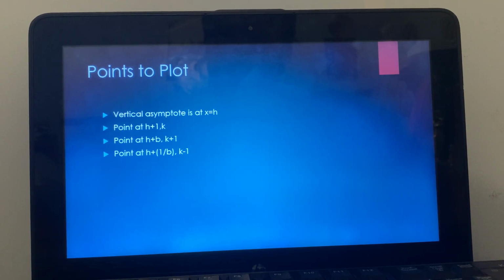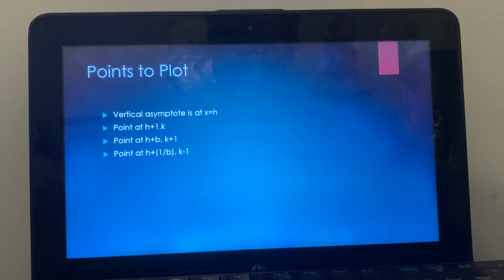Now, points to plot. It's always easier to draw a dashed line at the vertical asymptote, which is at x equals h. So if it's x minus 2, the vertical asymptote will be at 2. If it's x plus 3, the vertical asymptote will be at negative 3. A point to plot is h plus 1, comma k. So if y equals log of x minus 2 plus 1, then h is 2 and k is 1, so a point to plot would be 3, comma 1, because h plus 1, comma k.